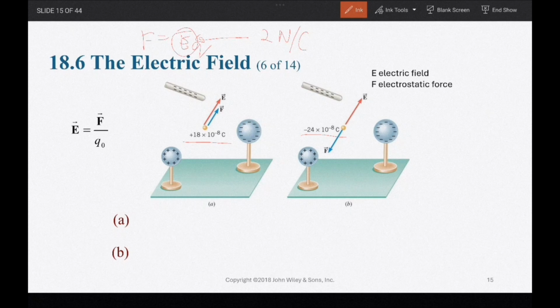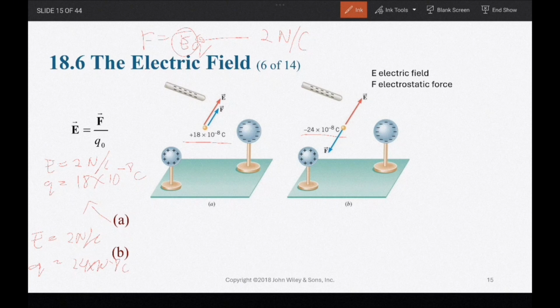Now, let us write the given for the letter A. So, let me write it here first. So, the E here is 2 Newton per coulomb, and then our Q here is 18 times 10 to negative 8 coulomb. So, for the charge, the integer will be absolute. Okay? And the other one is E, 2 Newton per coulomb, and then our Q here is 24 times 10 to negative 8 coulomb.